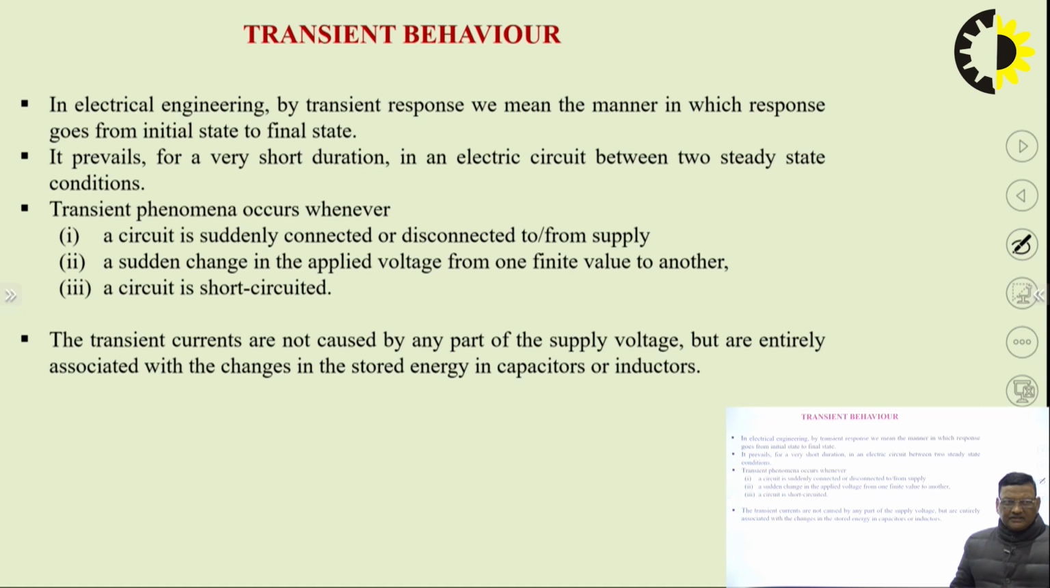The transient currents are not caused by any part of the supply, but they are entirely associated with the change in the stored energy in the capacitors or inductors, whatever storing elements are present in the circuit. If it is an RL circuit, then we have the inductor as a storing element. If it is an RLC circuit, then the inductor and capacitor are the storing elements. They store energy in the electric and magnetic fields.